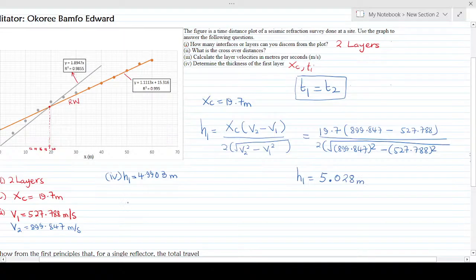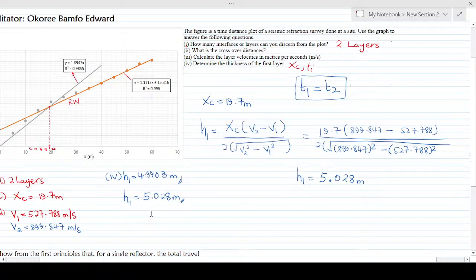So using the crossover distance, we are getting our thickness to be 5.028 meters, which is close to this. If the question doesn't specify, you take the one you want to find the thickness of the first layer. If the question specifies using the crossover distance or using the intercept time, you know what to do.